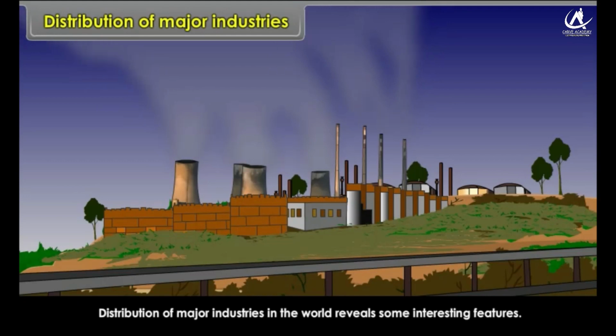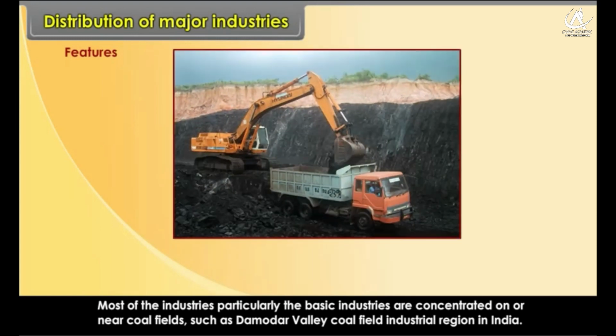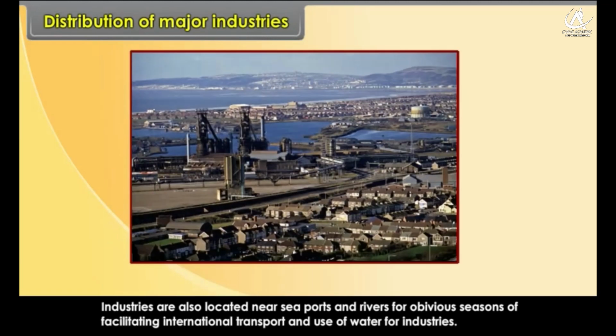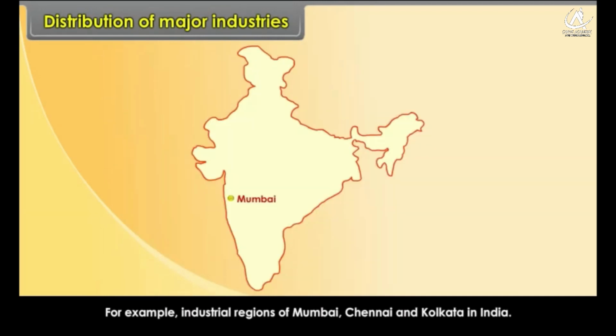Distribution of major industries. Distribution of major industries in the world reveals some interesting features. Most of the industries, particularly the basic industries, are concentrated on or near coal fields, such as the Damodar Valley Coalfield Industrial Region in India. Industries are also located near seaports and rivers for obvious reasons of facilitating international transport and use of water for industries. For example, industrial regions of Mumbai, Chennai and Kolkata in India.